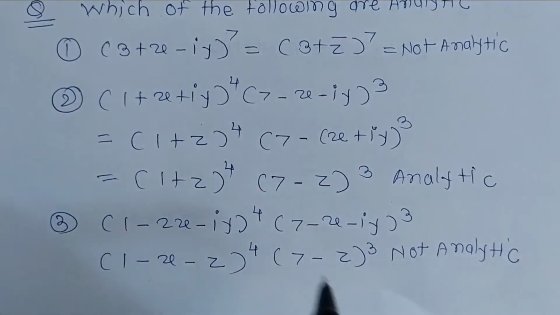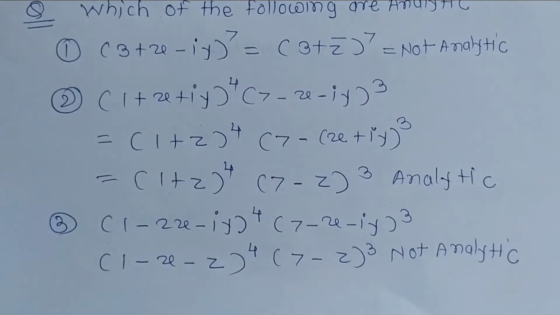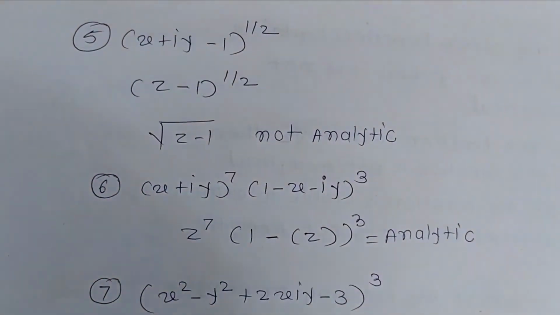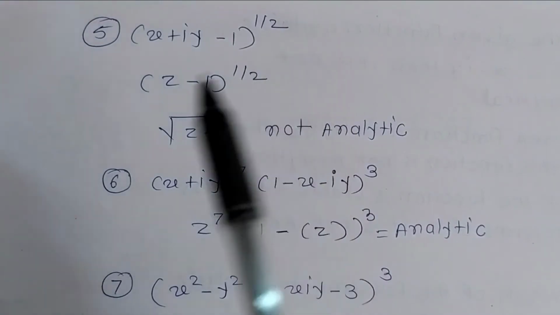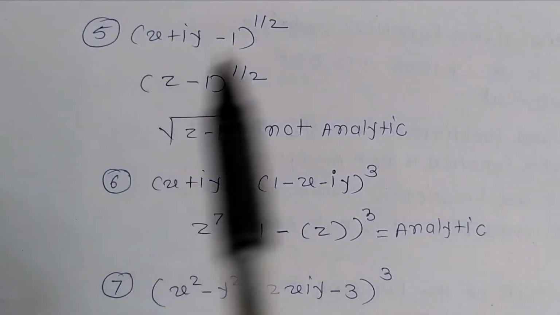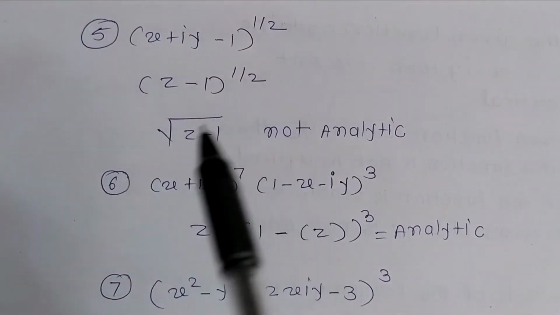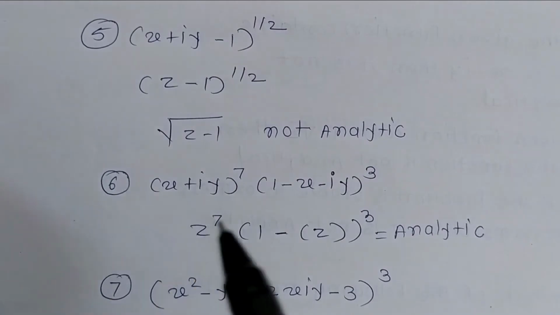Here x is unable to be expressed in the form of z, so this is not an analytic function. The fifth one is (x plus iy minus 1) raised to 1 by 2. Here x plus iy is z, so that is (z minus 1) raised to 1 by 2, that is the square root of z minus 1. It is not analytic because the square root of z is here.